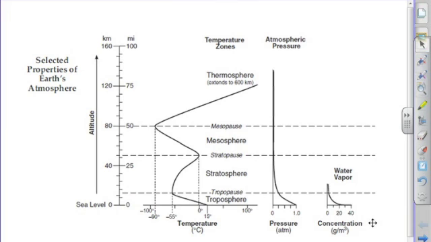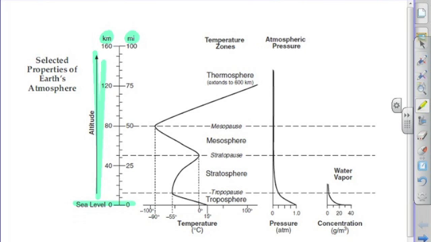So, focusing on the info they're providing us with, first I'm going to look at the altitude arrow increasing up the left-hand side of the diagram. You'll notice that sea level is marked at 0. 0 always represents the surface of the Earth. We've got kilometers going up the left-hand side, miles going up the right-hand side.